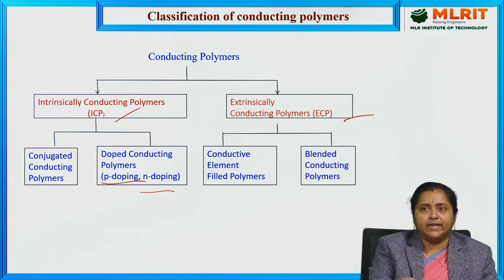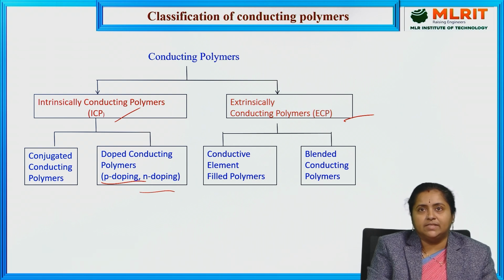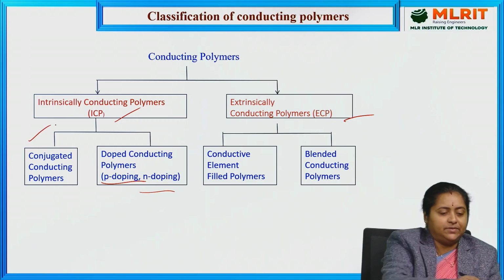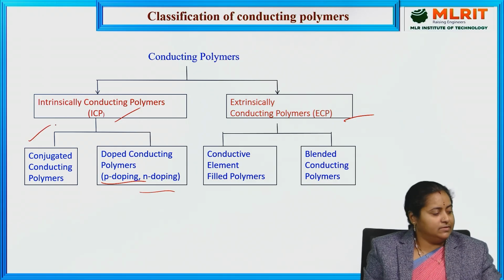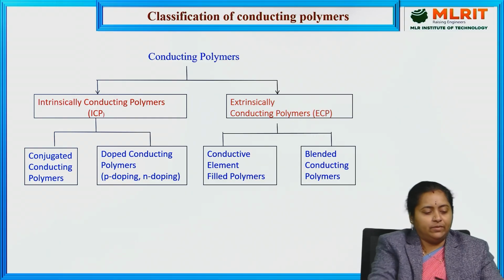Coming to the second category, ECPs, whose full form is extrinsically conducting polymers. It is of two types: conductive element filled polymers and blended conducting polymers. So let us start with ICPs first, ICPs which have conjugation of pi bonds. Start with this one.